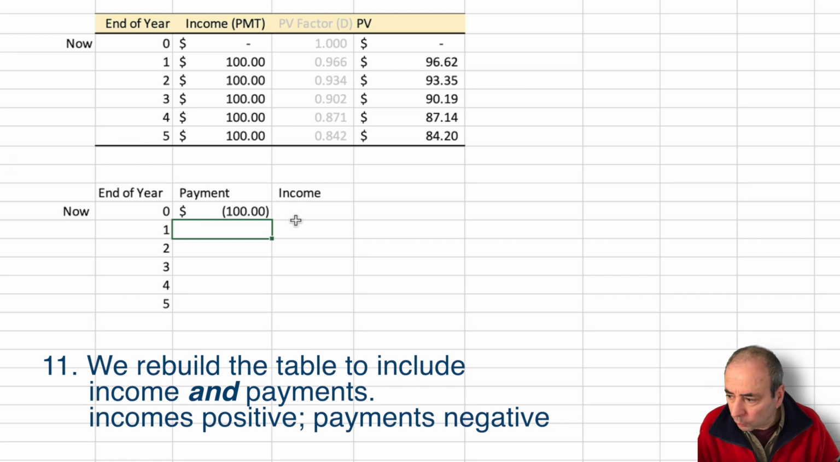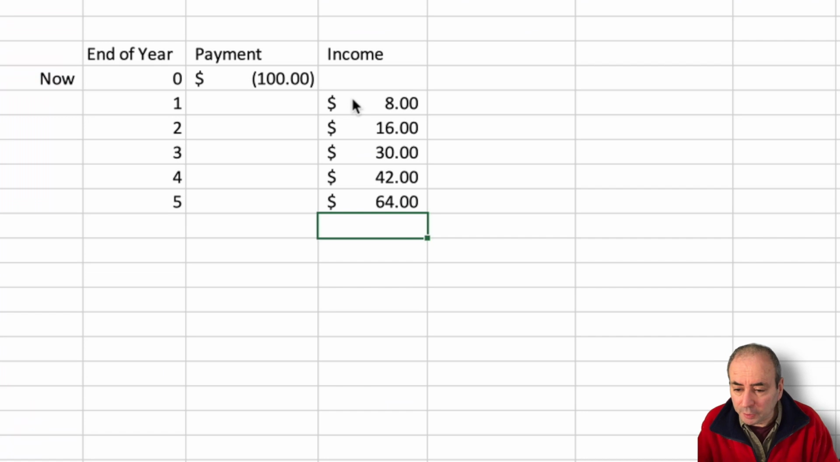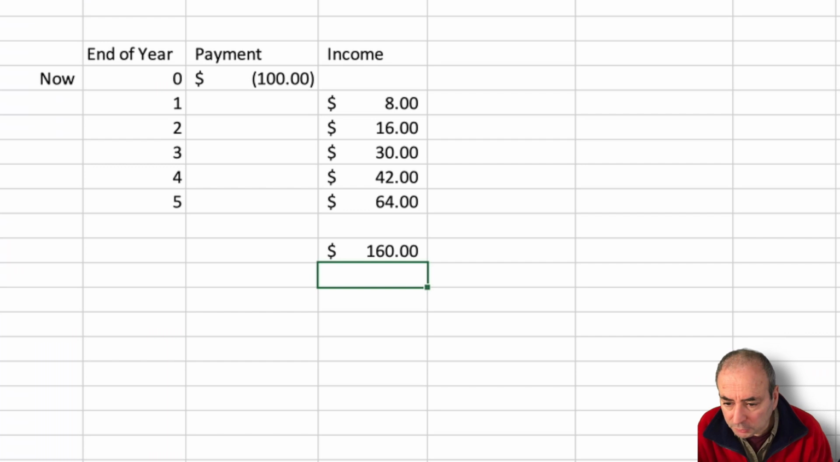By the end of year 1, we've made an income on our project of, let's say, $8. And then in future years, our income might increase. Now, this is rather good performance, but let's put in some numbers here so that at the end of year 5, we make $64. So we've actually made quite a lot of money. In fact, how much money have we made? Well, we can total that up quite easily and see that we've made $160. So on the face of it, we made $160 for a $100 investment. Sounds good, but what's the impact of inflation and interest rates?